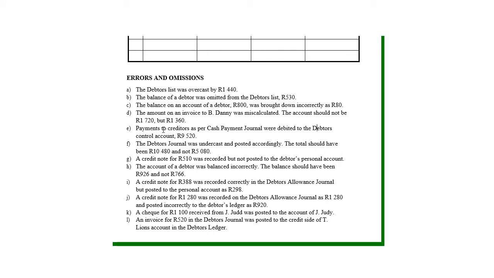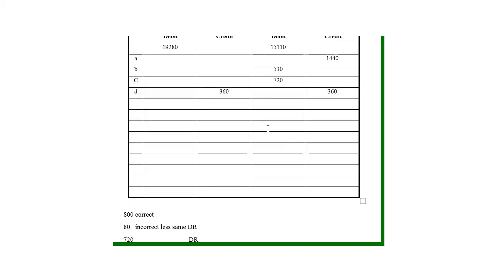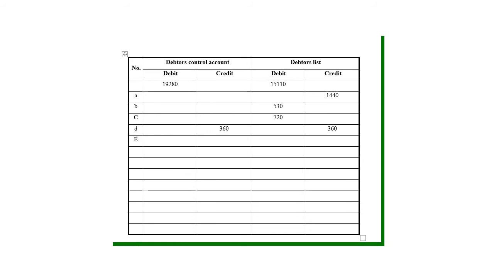Let's look at E. Payments to creditors as per the CPJ were debited to the debtor's control account. Nothing to do with the individuals, just the debtor's control account. So it was debited to the debtor's control account, but it should have been creditors. So to get it out, I must do the opposite. So I must credit the debtor's control account with the 9520.